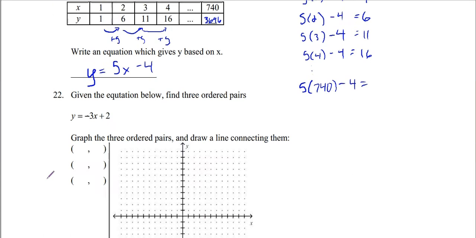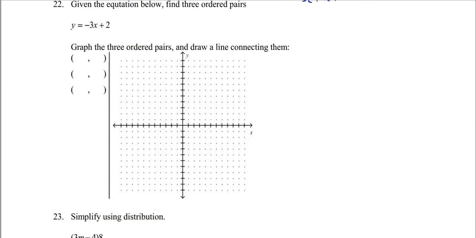3,696. Okay, there we go. Next problem. Let's find three ordered pairs and graph those three ordered pairs and draw a line between those three points. I'm going to pick negative 1, 0, that's always easy, and 2, for no good reason.